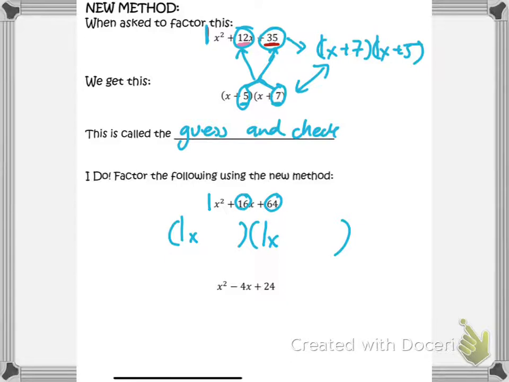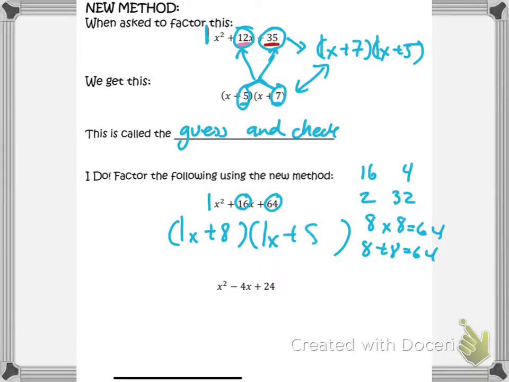Let's think about it. Let's try 16 and 4. But that doesn't add up to 16. Math is hard. 2 and 32. Oh, I know. 8 and 8, right? 8 times 8 is 64. 8 plus 8 is equal to 16. So now notice that it is both positive 8 and positive 8.